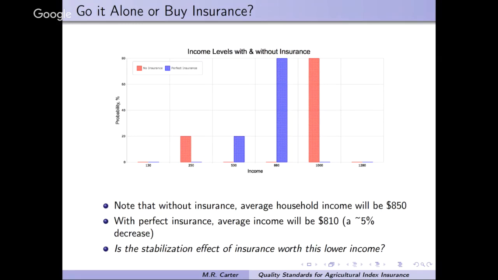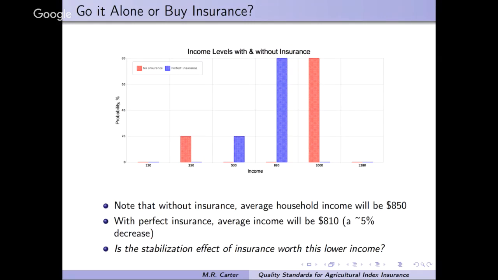But if you get that $1 in a time of need, and in a time of need, $1 in a sense is worth more to you than $1, then you may very well be happy to make that trade-off. So that's the guts of insurance, is sort of squeezing together outcomes and giving up some money on average. In this particular case, the average income of the farmer with insurance goes down by about 5%.